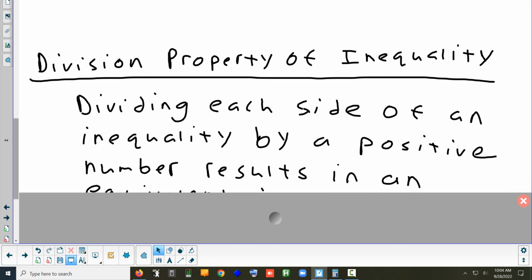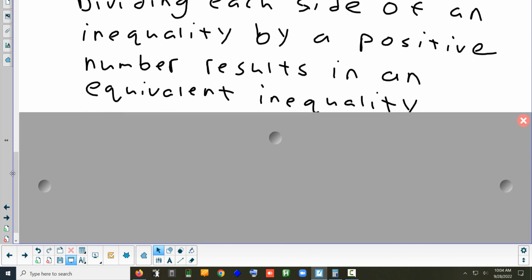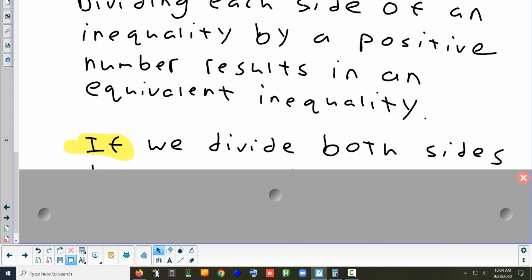So the first part, you guys already have written down, says if you divide each side of an inequality by a positive number, you will get something equivalent to what you started with. If you started with something that was true, and you divide by positives, it will still be true. But we had a problem if we divided by what kind of number? Negative.